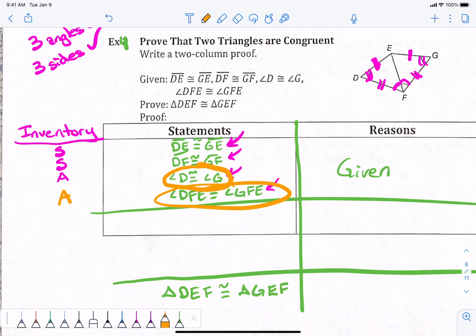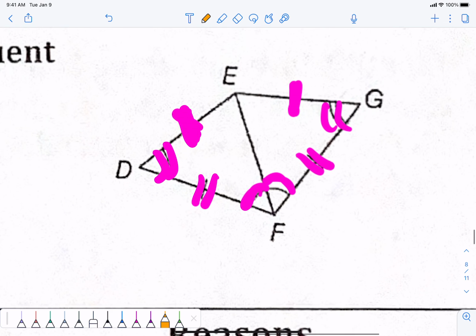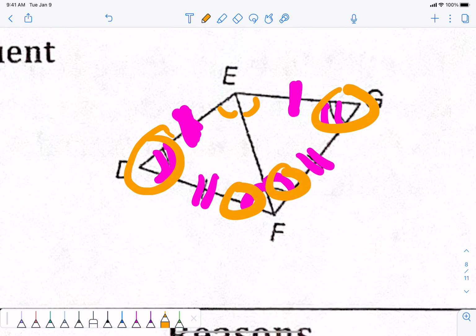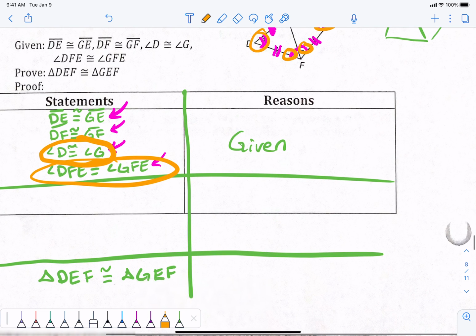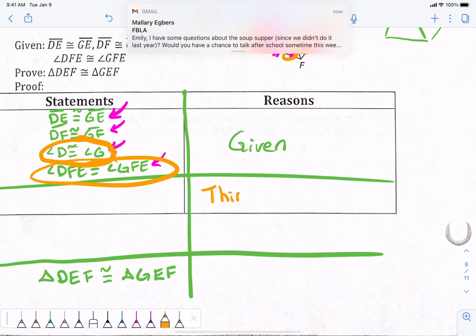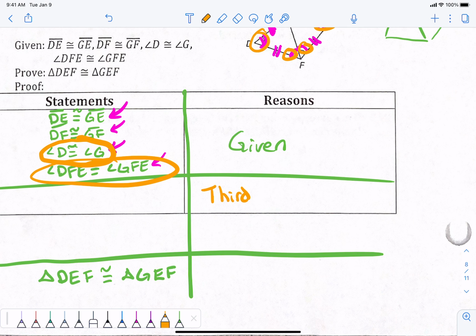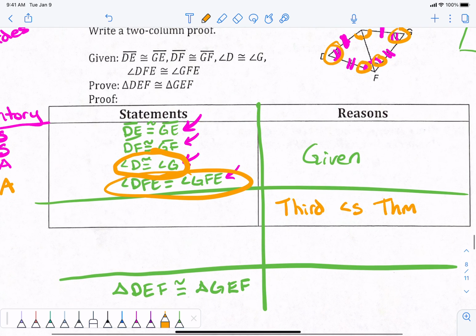Okay, so let's talk about that third angle here. This angle right here and this angle right here. If this one's the same as this one, and this one's the same as this one, do these two have to be the same as each other? Why? The third angles theorem, right? We know that if two of them match up, by the third angles theorem, we can say that those match up.